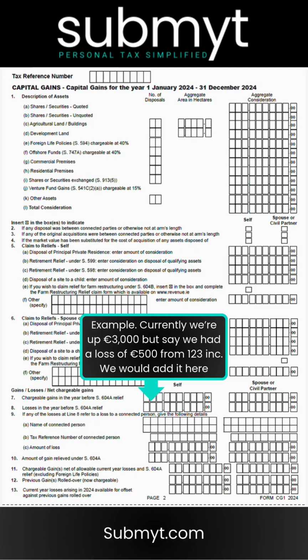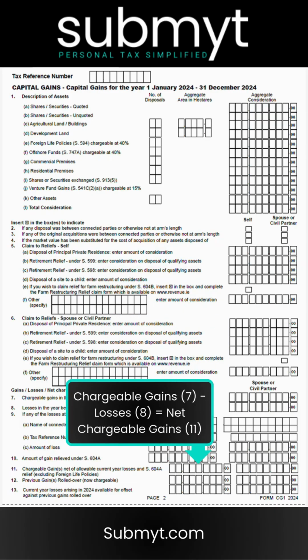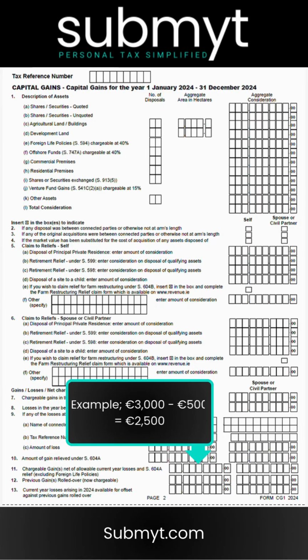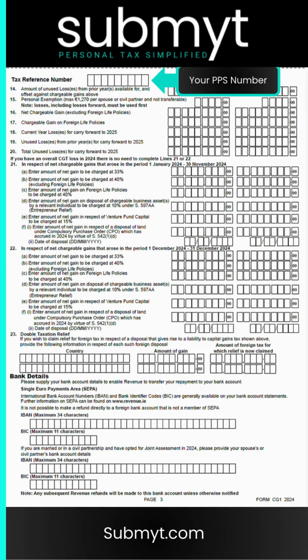And then in most cases, the next number we would put in would be the net chargeable gains, which is simply the sum of those two. So in our example that we're going to continue throughout this, we take our 3,000 minus the 500 loss in 2024 equals €2,500.